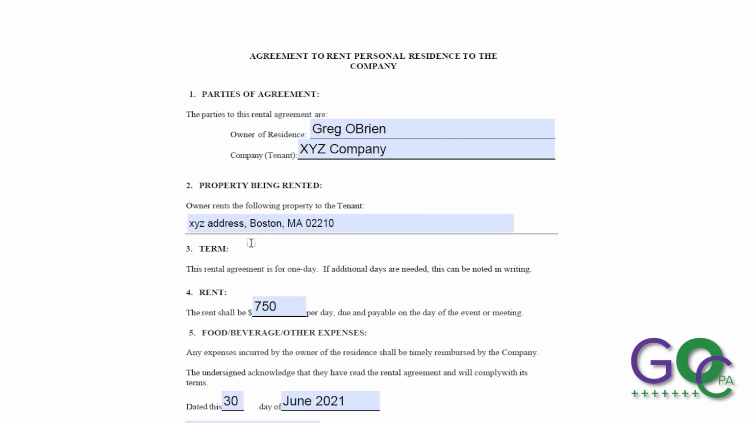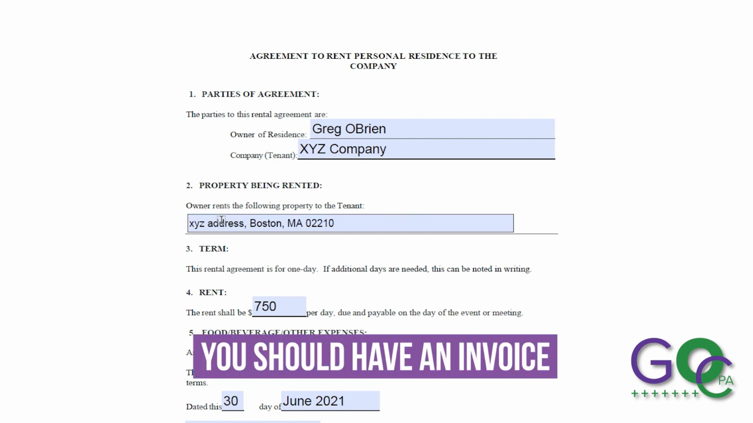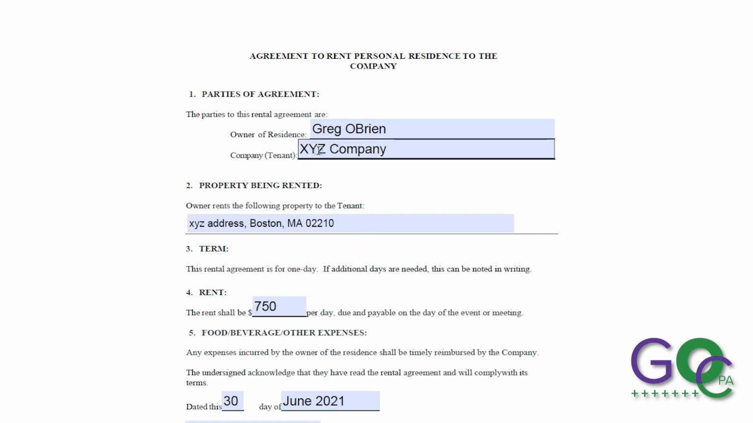Third, there should be an invoice from the individual to the company for the amount. So in this case, Greg would send XYZ company an invoice for $750, payable the day of the event, to be paid in cash or by check. Again, this is another formality that shows the business purpose and the fair market value transaction.